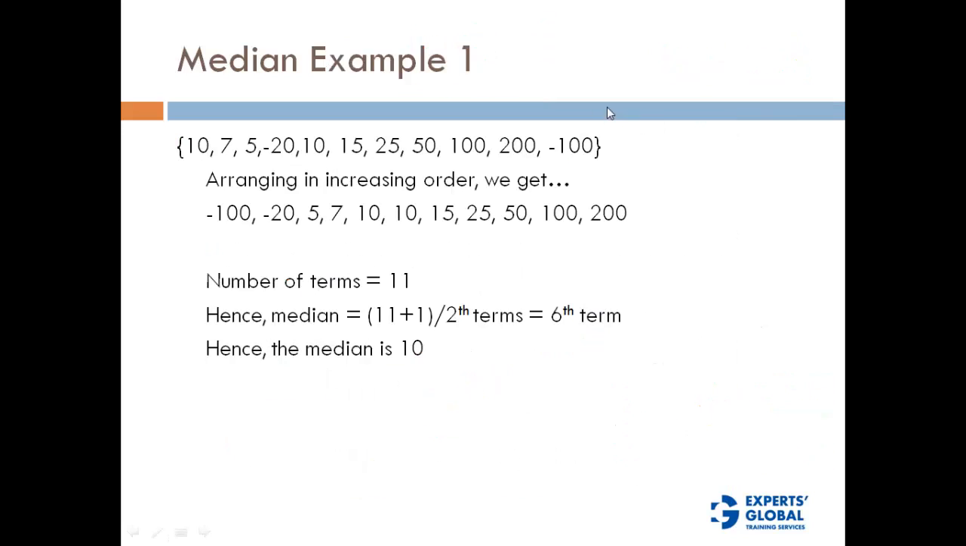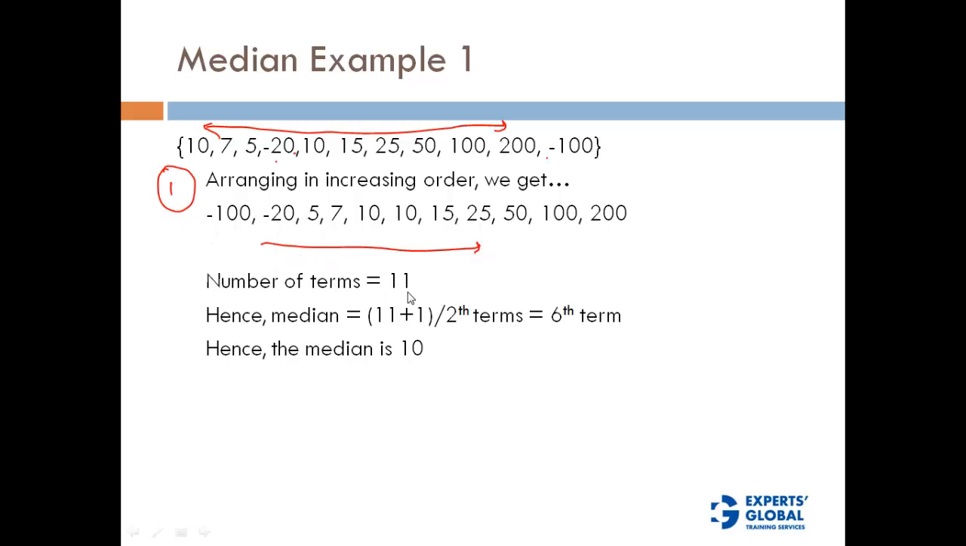Some observations, or some examples. Let's say we find the median of this set. First thing, step 1, arrange in increasing order. We have some negative numbers, minus 100, minus 20. So we put them in increasing order. It is also fine if you put them in decreasing order.